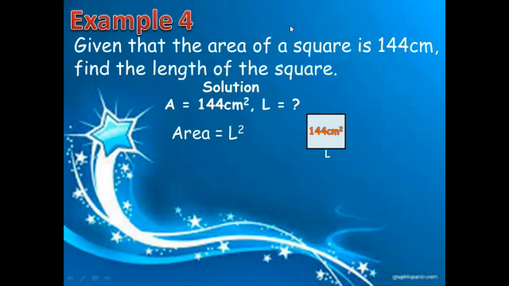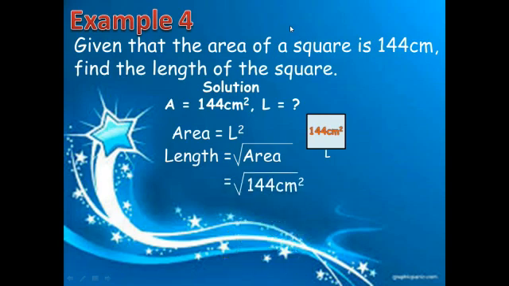You can see the area of a square is length square. Now that we're looking for the length, opposite of square is what? Square root. So we'll say square root of area. And the area is what? 144 centimeters square. Now let's use prime factorization to find the square root of 144 centimeters square. Using prime factorization, we'll write out our 144.